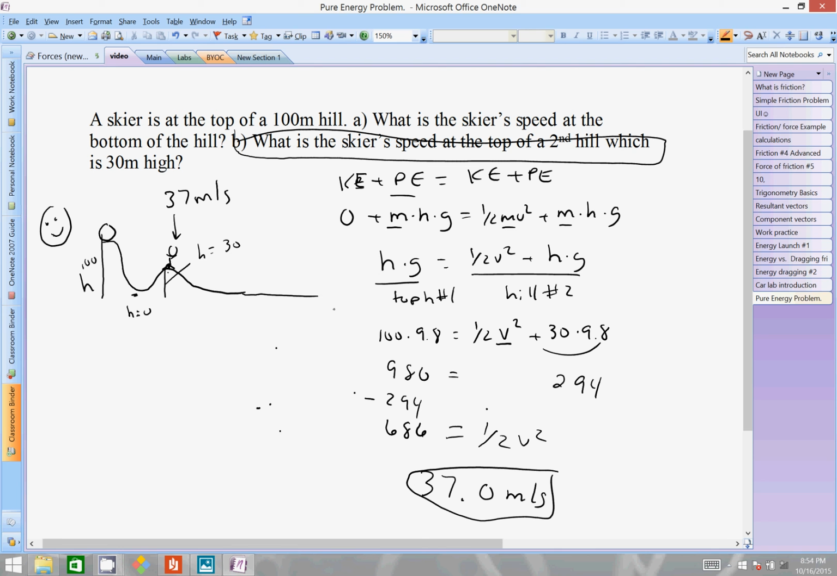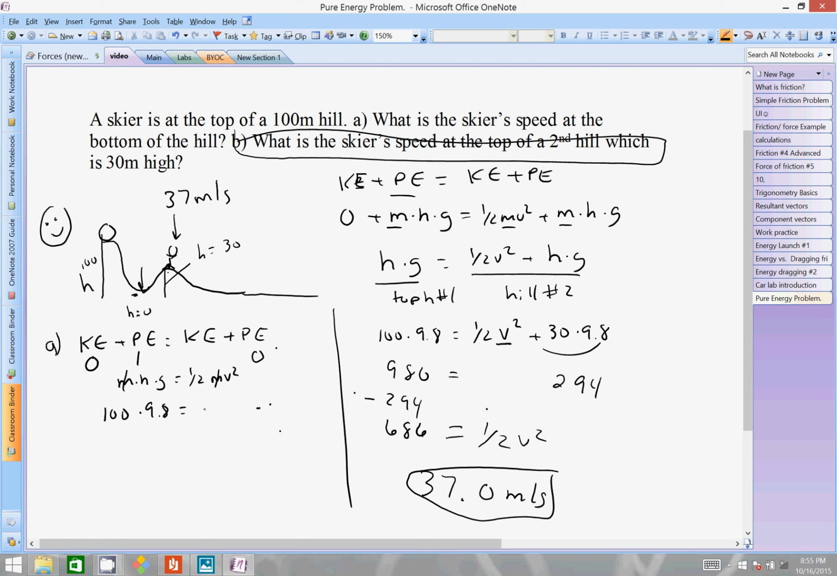Now in this case, let's do A. A just wants to know what the speed is at the bottom. Similar type problem. At the top we have kinetic energy plus potential energy equals kinetic energy plus potential energy. At the top I have 0 kinetic energy, at the bottom I have 0 potential energy. So this is mass times height times gravity equals 1/2 mass velocity squared. Mass cancels. Height of 100 times 9.8 equals 1/2 v squared.